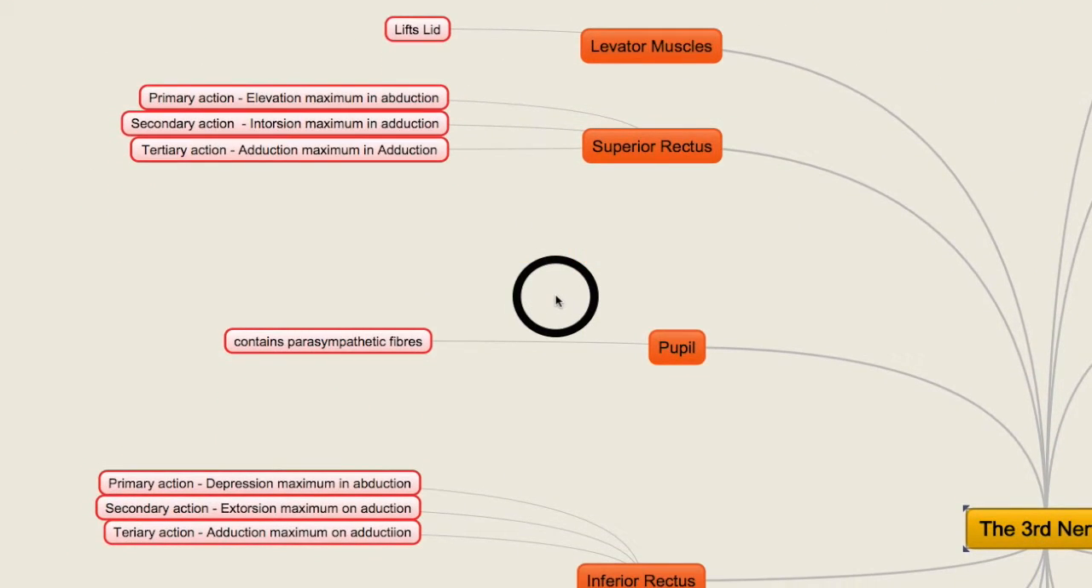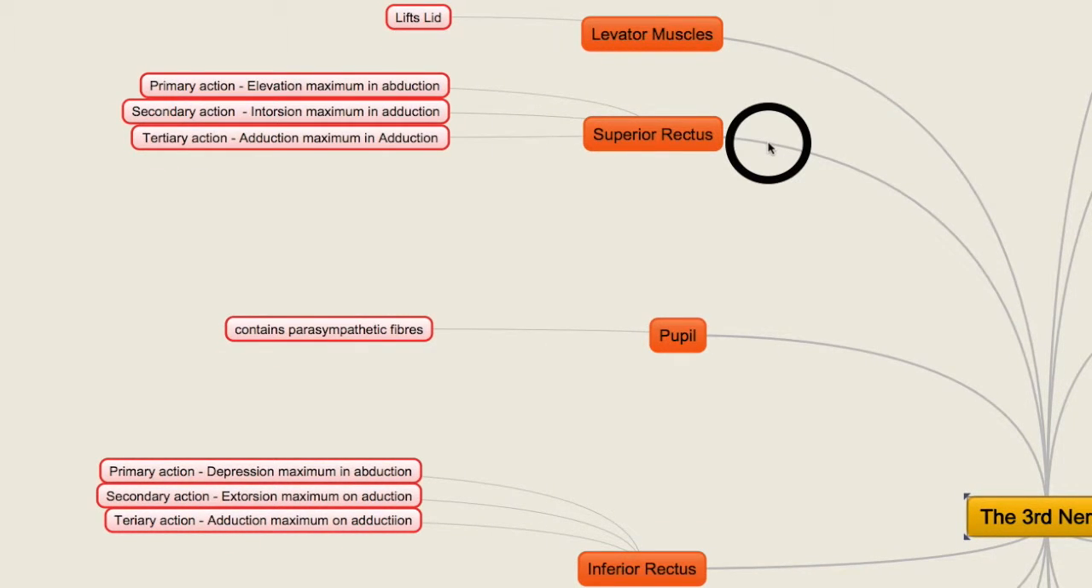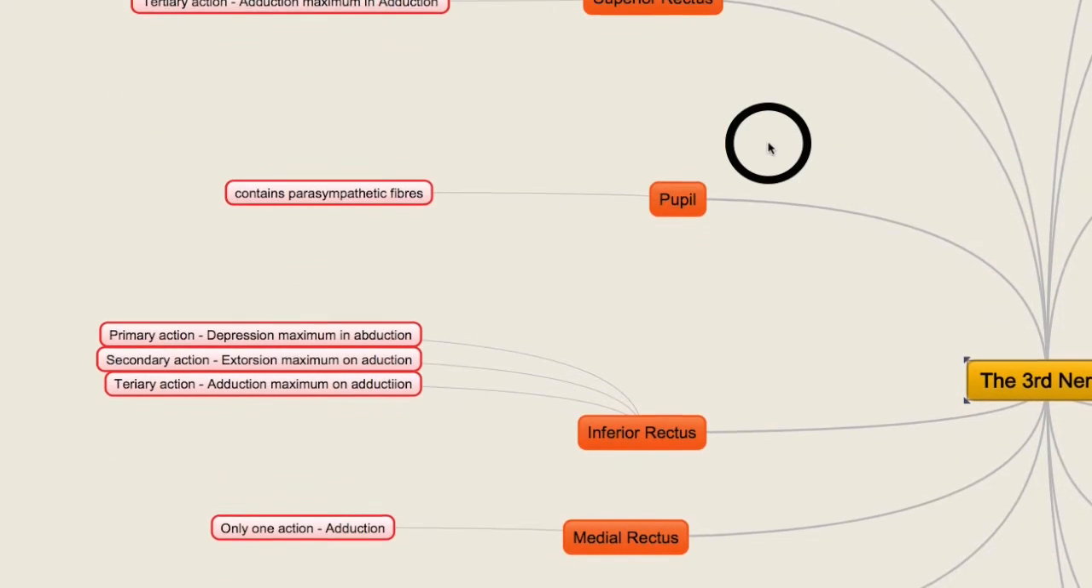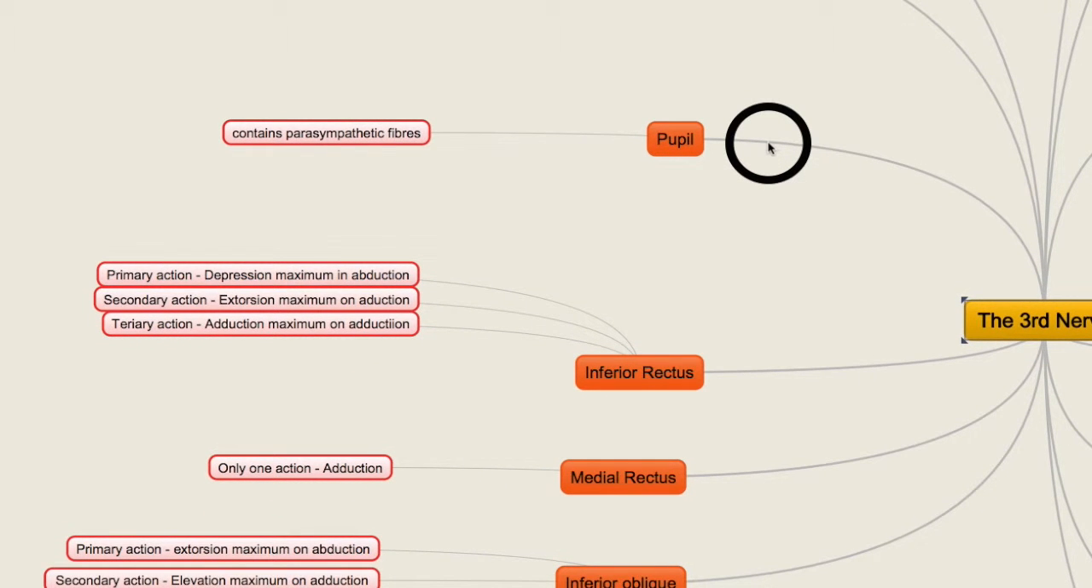Starting at the top, the levator muscle, the levator palpebrae superioris, is supplied by the superior division of the oculomotor nerve. The other muscle supplied by the superior division of the oculomotor nerve is the superior rectus, which has three main actions. Primary action is to elevate, the secondary action to intort, and the tertiary action to adduct. Whereas the levator muscle, of course, only has one action, which is to lift the lid, failure of which is called ptosis.